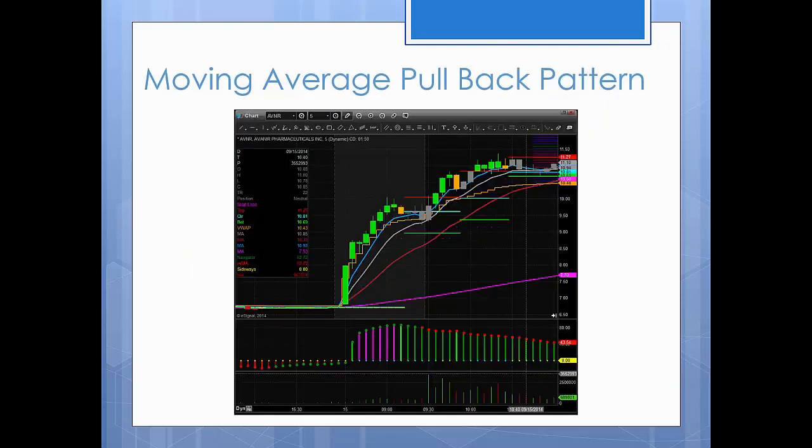So here's a stock that pops up, pulls back to the moving average, taps it, and then makes another move up. It pulls back almost to the moving average here and makes another move up. Now the thing is, this moving average is the one that's being respected. It's worth watching throughout the day.